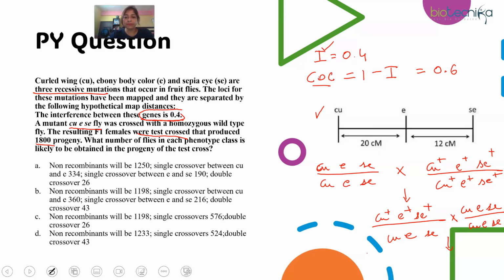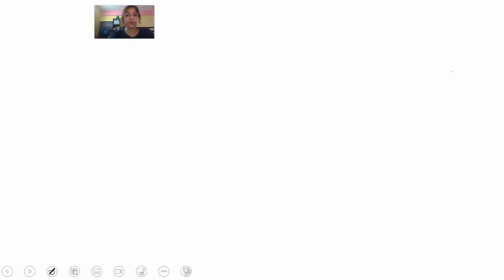Because we don't have enough space here, let me open the whiteboard. So interference is equal to 0.4. That means coefficient of coincidence is equal to 1 minus 0.4, which is equal to 0.6. Now what is the other formula for coefficient of coincidence? For solving these questions, definitely you have to have a good grasp of the understanding, and you should also remember these formulas: how to calculate interference, how to calculate coefficient of coincidence, how to calculate the recombination frequencies, all that.